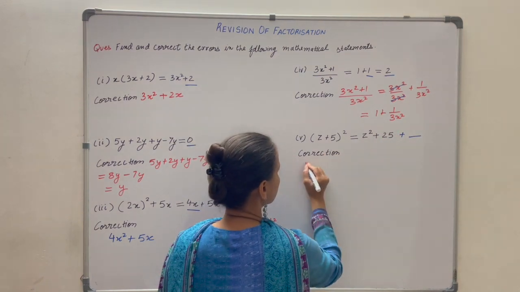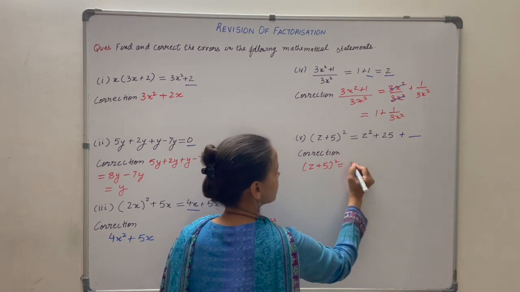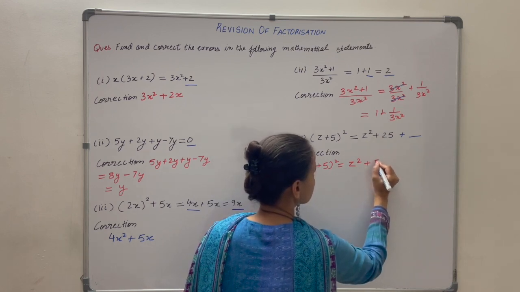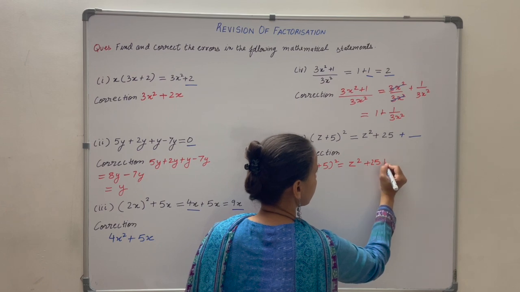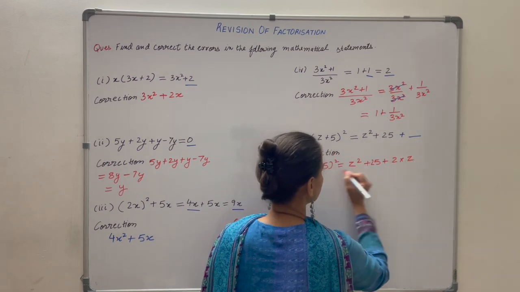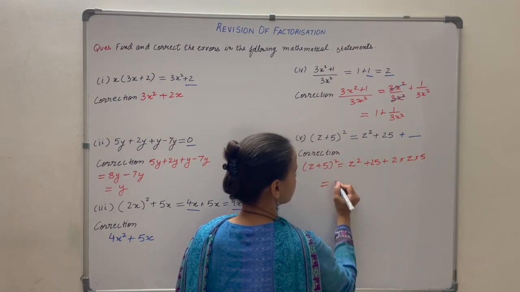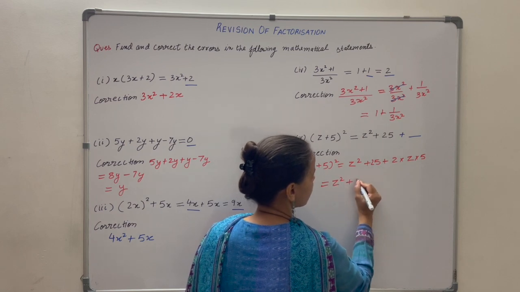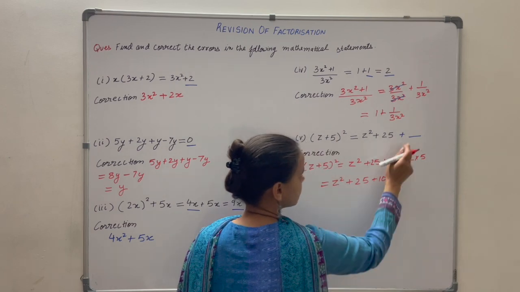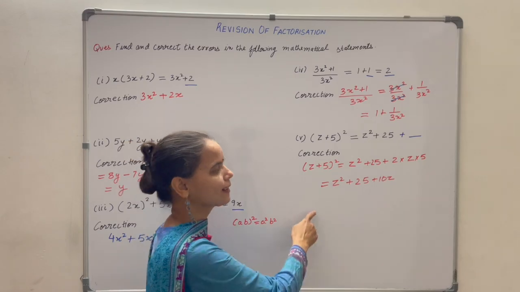So when you use a plus b whole square identity, you get here a square plus b square. Here it is 5 square. So that is 25 plus twice of a is z, b is 5. So what is the answer? You get z square plus 25 plus 10z. So this 10z was missing from this expression. So this is the correct answer.